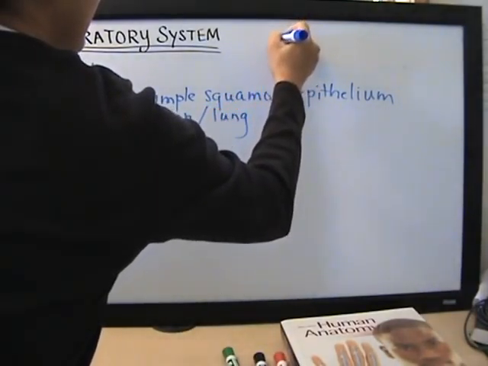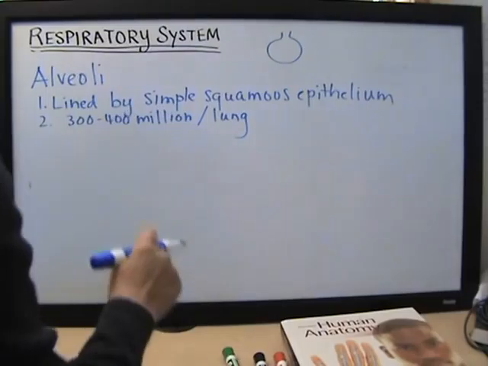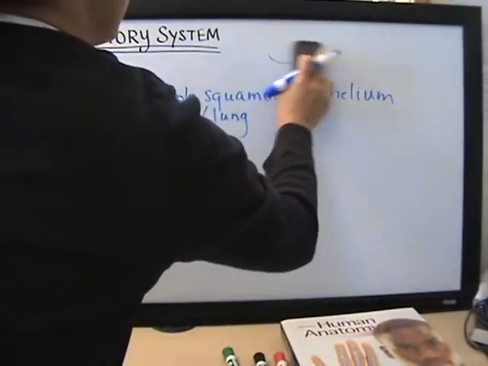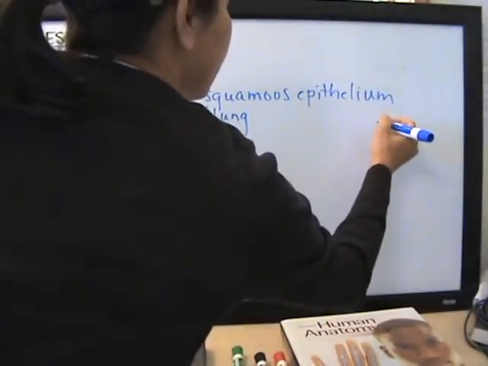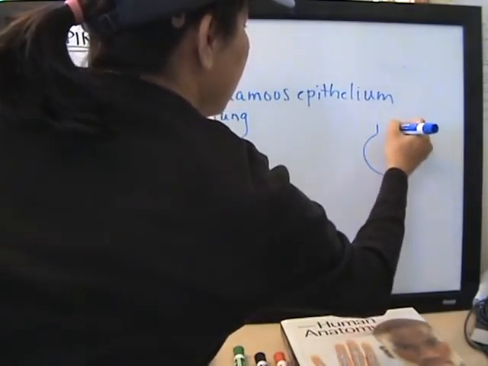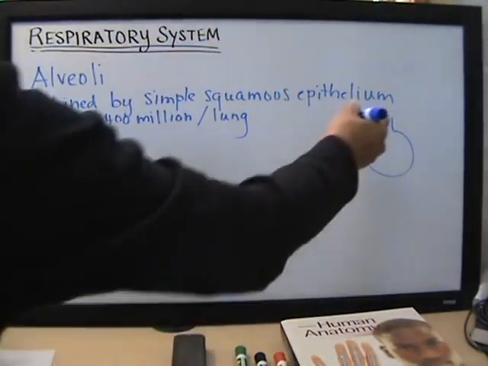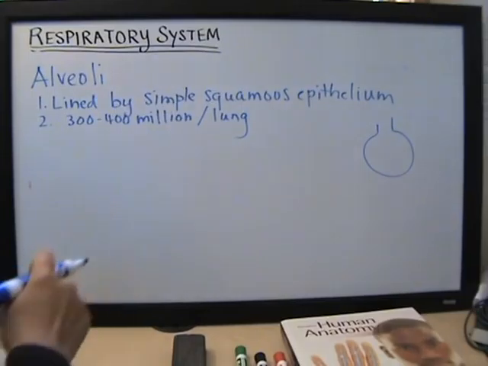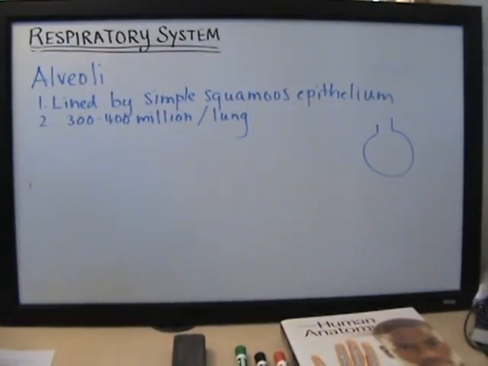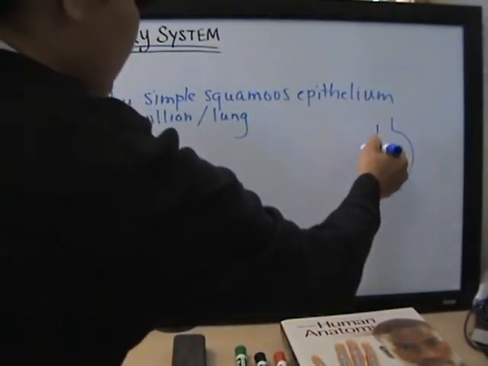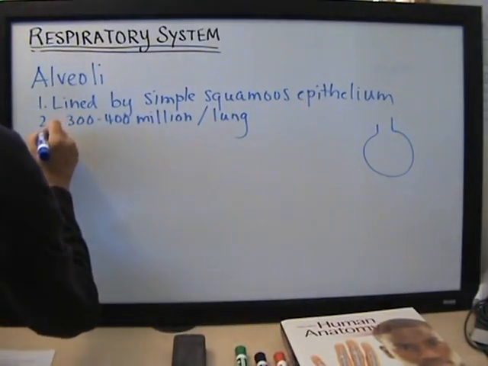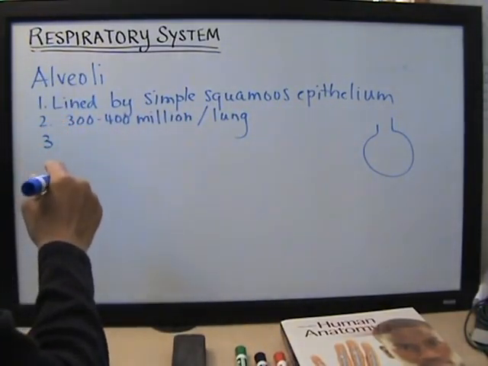Remember, the alveoli are little grape-like structures like that. Maybe I'll draw a bigger picture. All right, and again, this layer is simple squamous epithelium. Now, the walls of this are made up of 3 parts. So 3 types of cells.